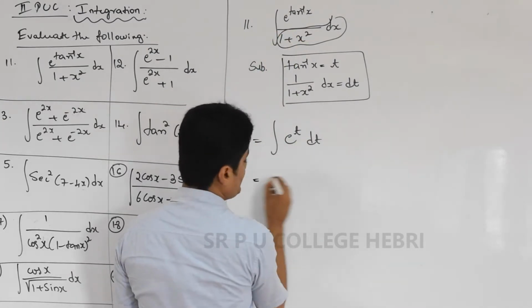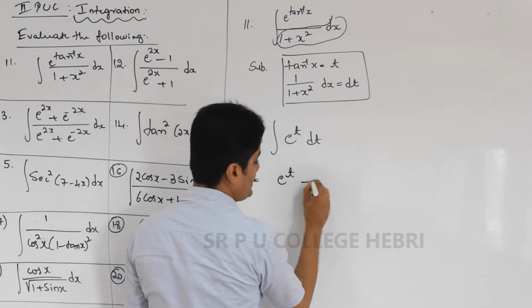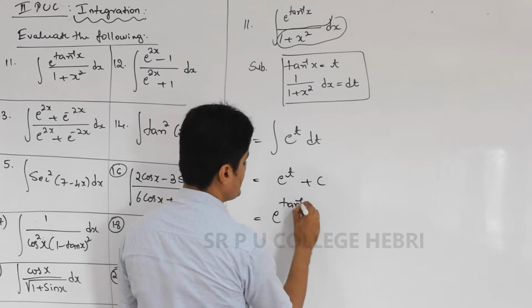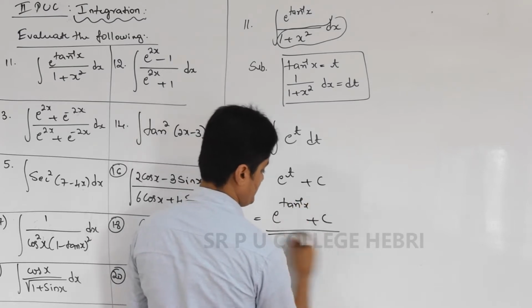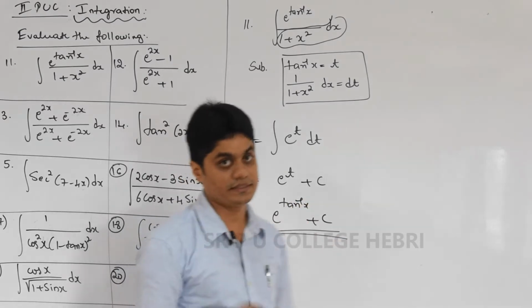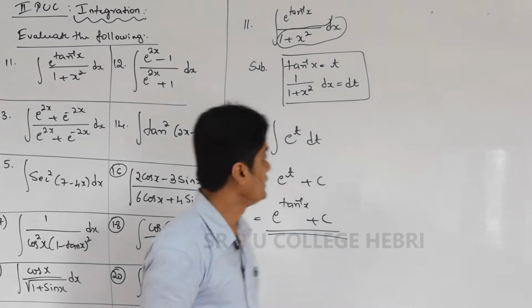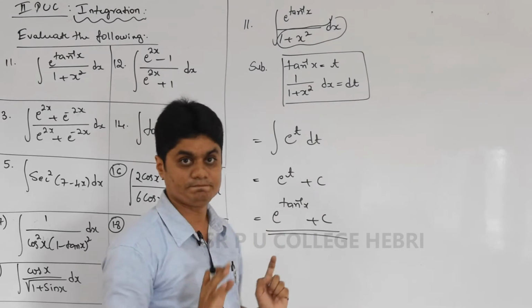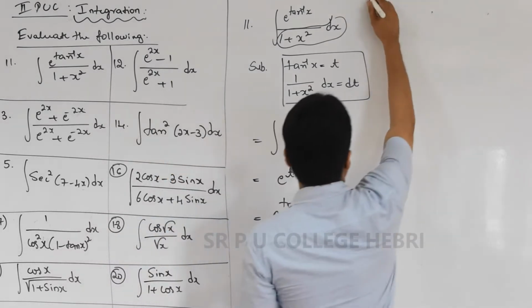And what is the integration of e power t? Yes, you know that it is e power t plus c. That is e power tan inverse of x plus c. That's it. Don't forget to write the final answer in terms of x. Remember that. One simple question using the substitution method. Got it? Yes. So next question.